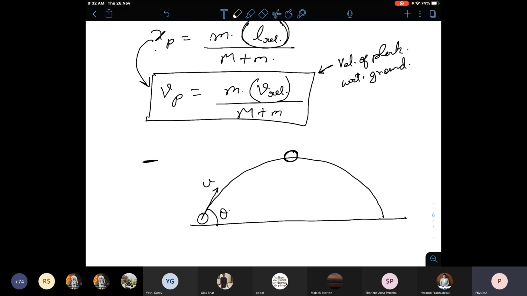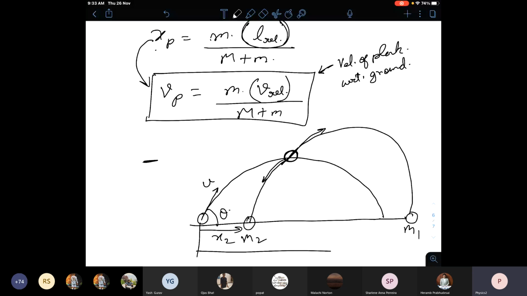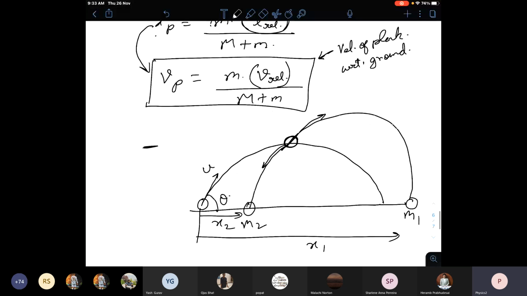it explodes and breaks into two parts. One part goes like this, the other part goes somewhere like this. It can go in any random manner. So I can say that one part lands over here, this is m1, and the other part comes over here, m2. Now the question can be asked: what will be their relative distances? What is the value of x2 and what is the value of x1, what are the relative positions?